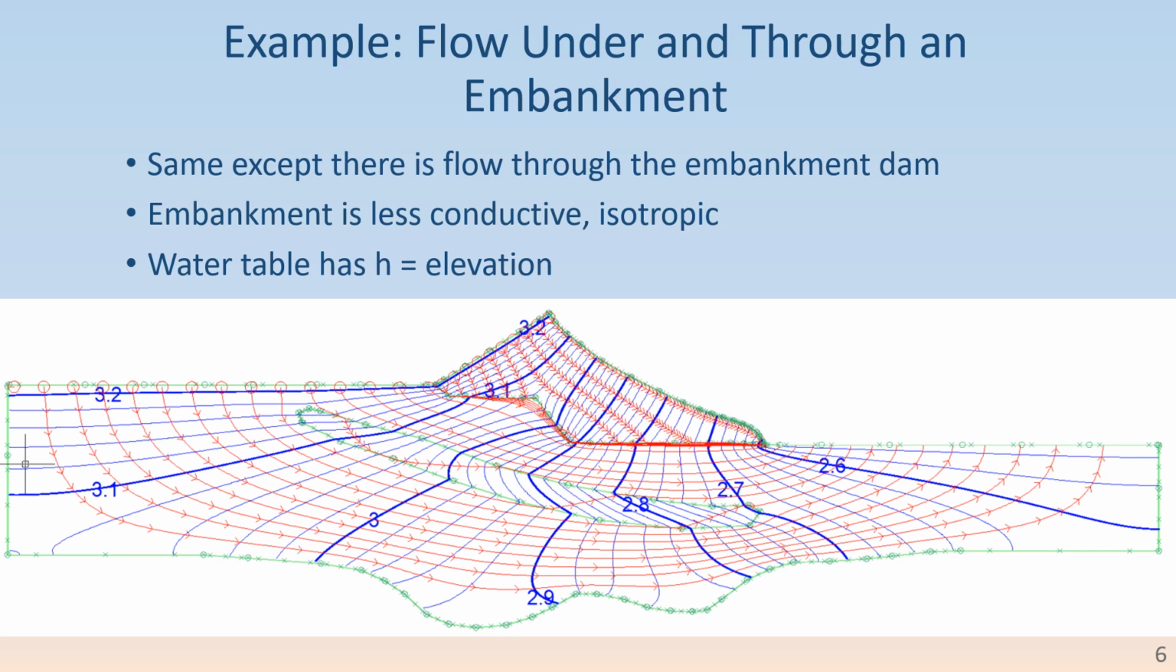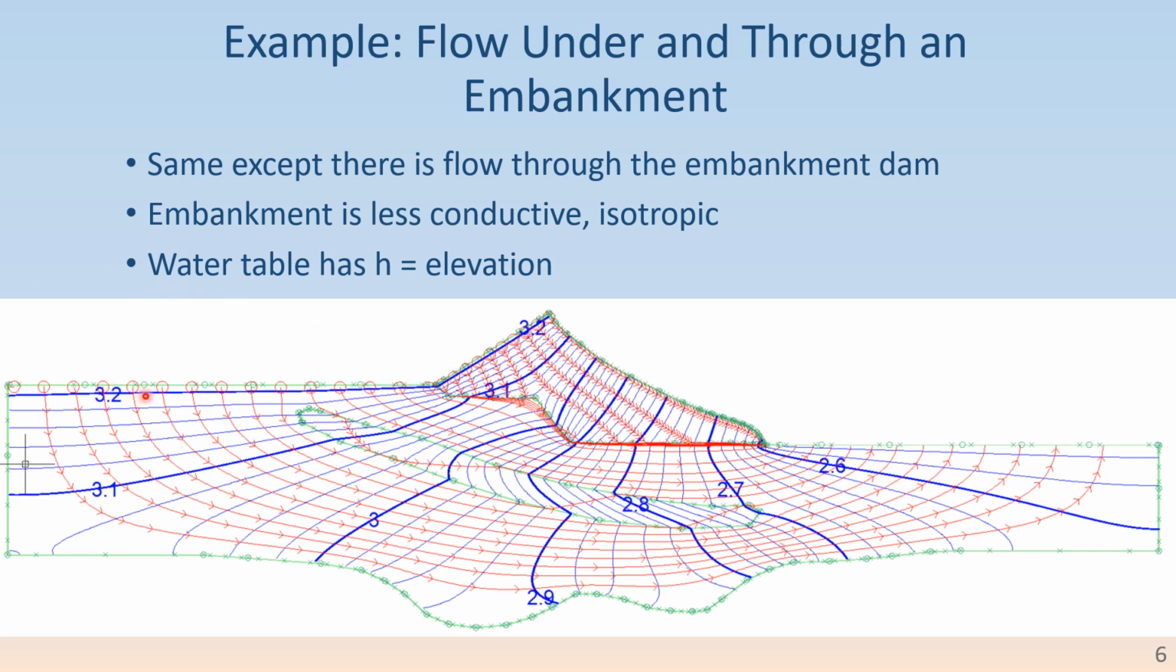This third example is like the second one, except that instead of the dam being impermeable and concrete, say, it is an embankment that has some conductivity, but a substantially lower conductivity than the underlying sand. And there's some new boundaries in here.